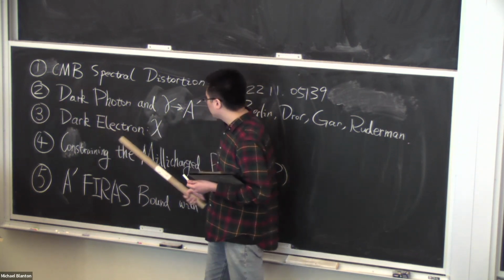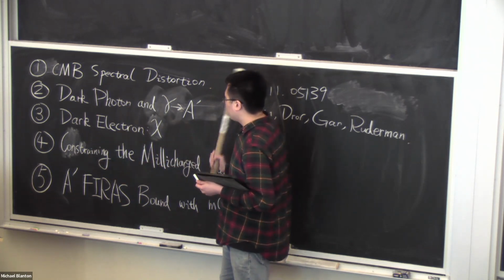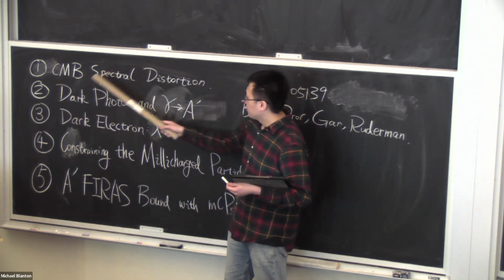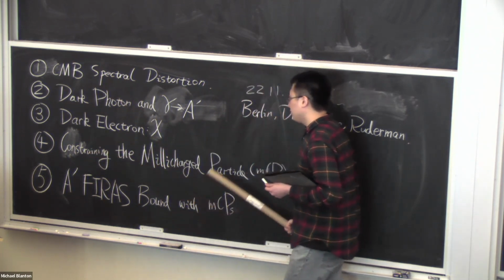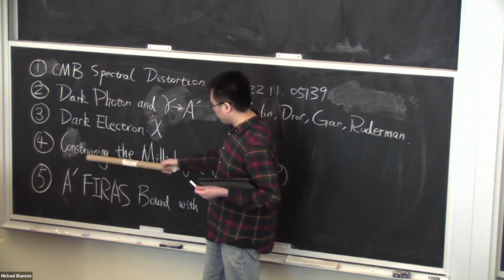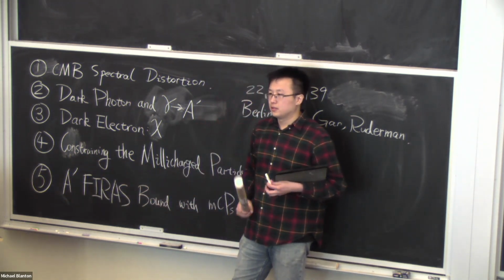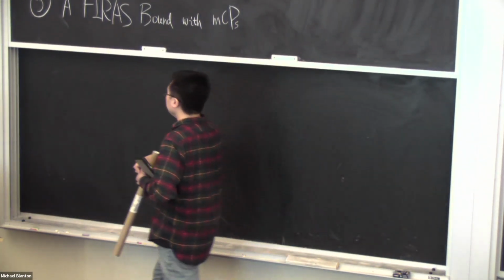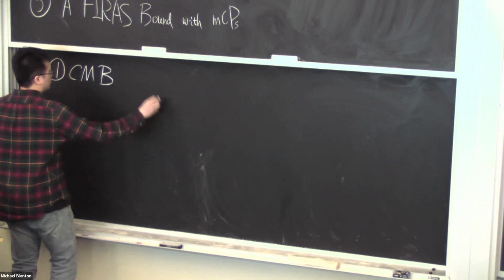The third is a brief introduction of the dark electron, which is charged under the dark U(1) group. The fourth is that I will rely on the physics I introduced before to give the constraints on the millicharged particles. And if I still have time, I will introduce the inverse problem, which is how the millicharged particle affects the dark photon's power response. Okay, so now let's begin. The first part is the CMB spectral distortion.